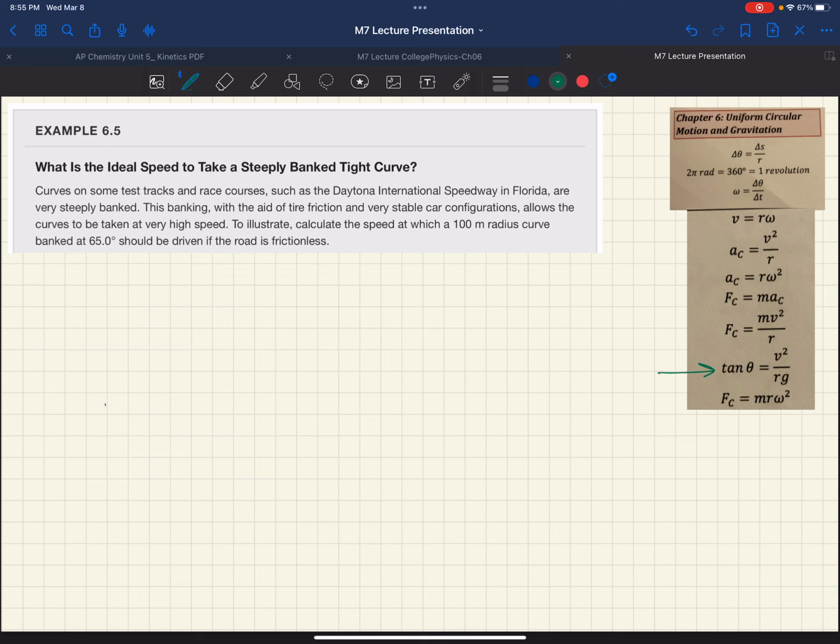Okay, so let's work this last problem. Curves on some test tracks and race courses, such as the Daytona International Speedway in Florida, are very steeply banked. This banking, with the aid of tire friction and very stable car configurations, allows the curves to be taken at very high speeds. To illustrate, calculate the speed at which a 100-meter radius curve banked at 65 degrees should be driven if the road is frictionless. So we're looking for the speed, or V. This is what we want to know. We have a radius and we have an angle, so it looks like we can simply use this equation.